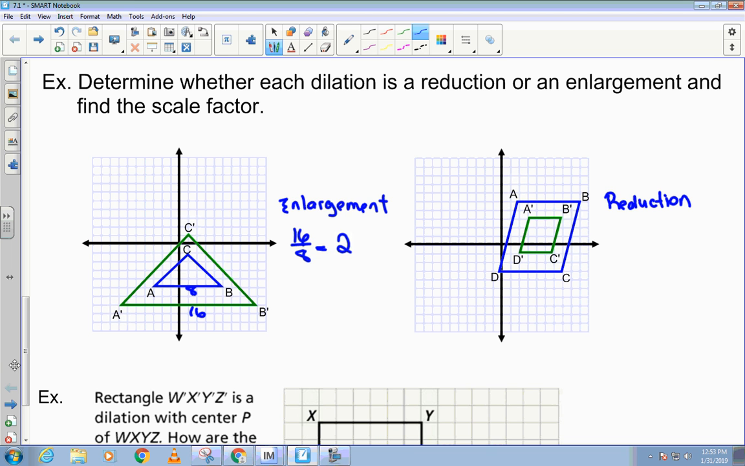Okay, so I'm going to use my horizontal lengths here. This is 1, 2, 3, 4. And this is 1, 2, 3, 4, 5, 6, 7. Okay, so what would my scale factor be? 4 over 7. Okay, because my scale factor has to be between 0 and 1.